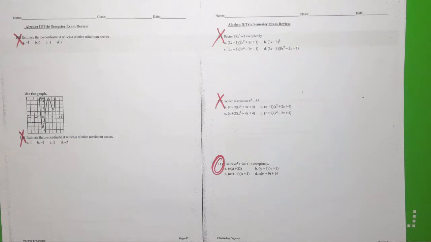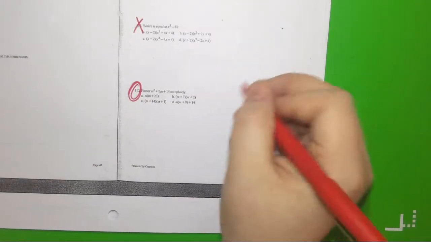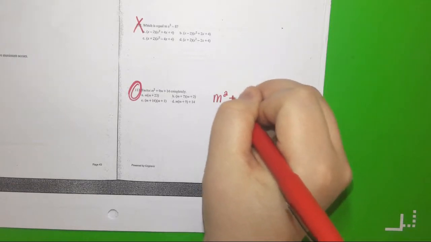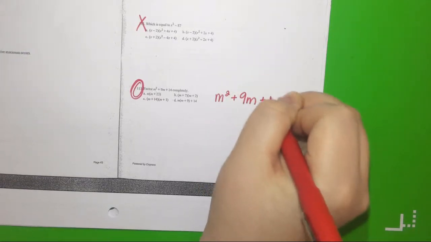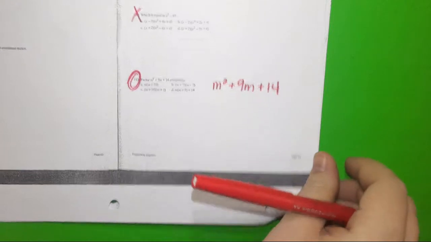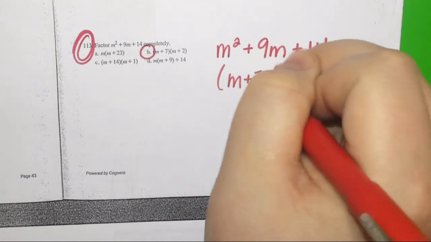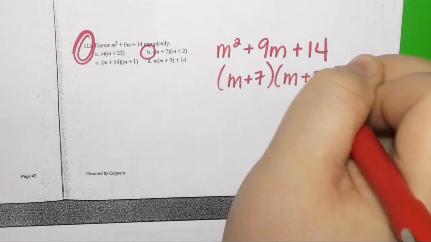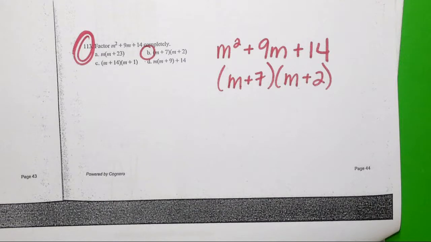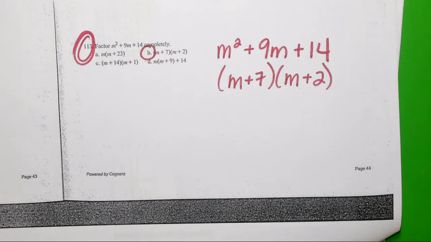And since we're already on this page, might as well go ahead and do it and get it out of the way. So 113 says factor n squared plus 9n plus 14 completely. So the correct answer would be... With you, Gilberto? Get a point. It's n plus 7, n plus 2, because 7 plus 2 is 9. 7 times 2 is 14. He is correct. But otherwise, we're not working any others on that page.